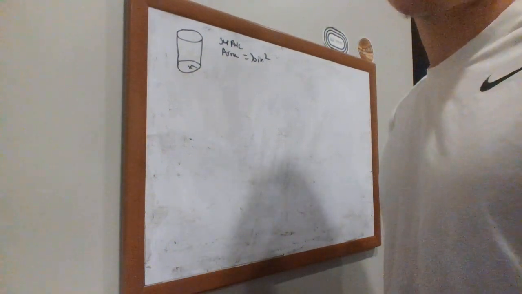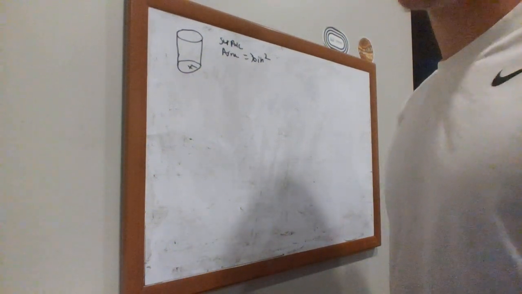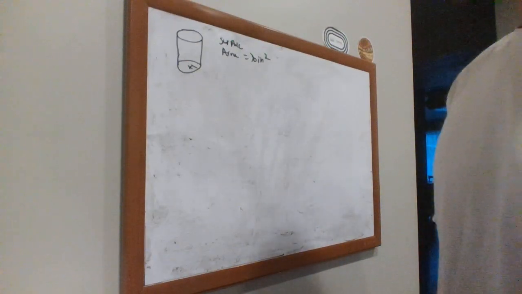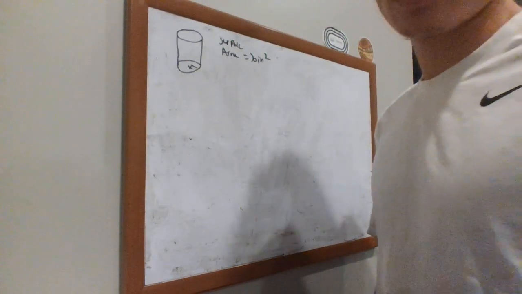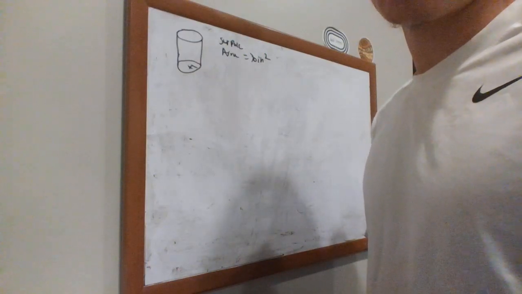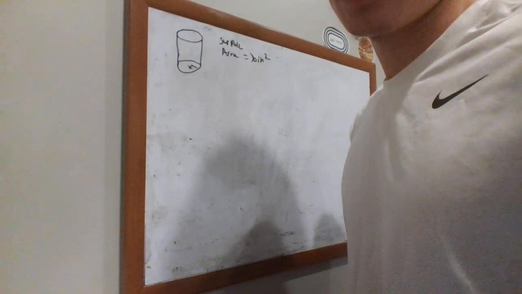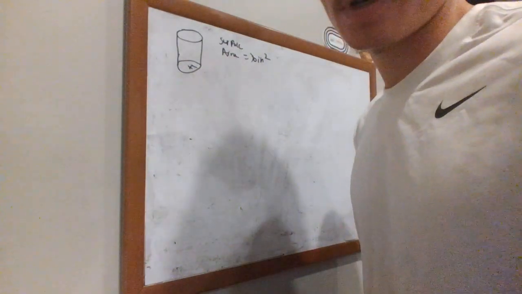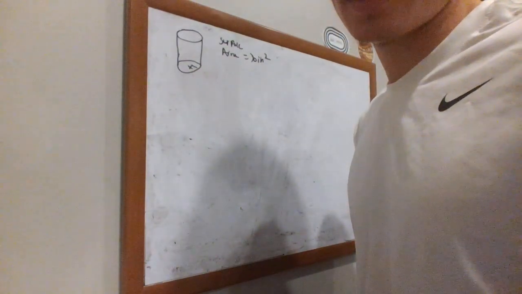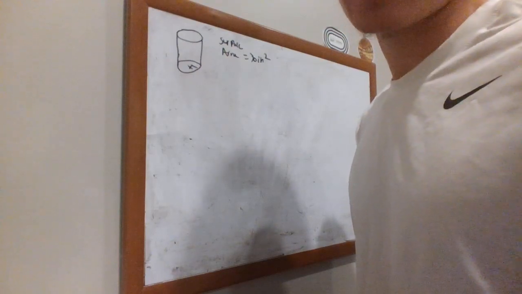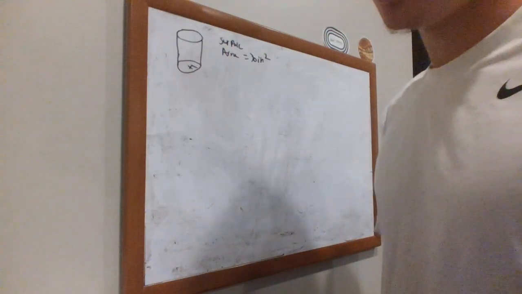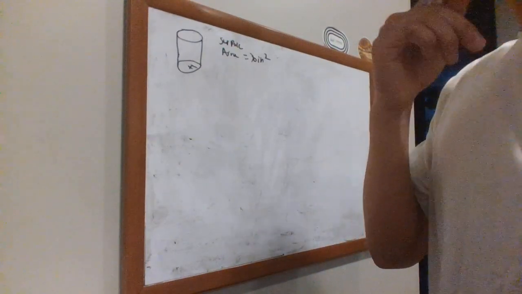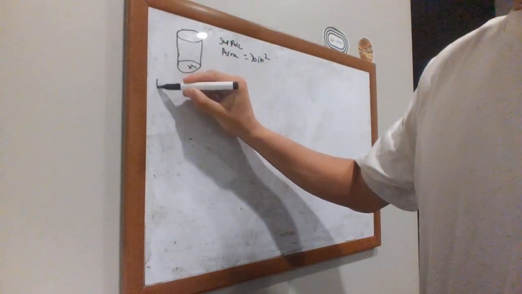Problem 2 of the exam. We're given a cylinder with a fixed surface area of 30 inches squared, and we want to find what the radius x should be to maximize the volume. Let's first use the equation of a cylinder.